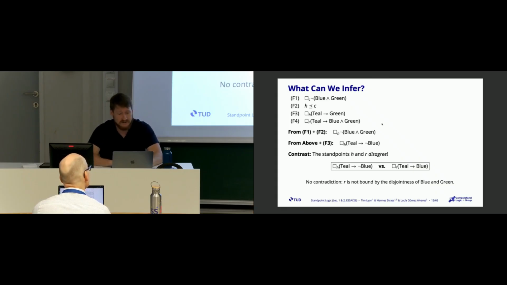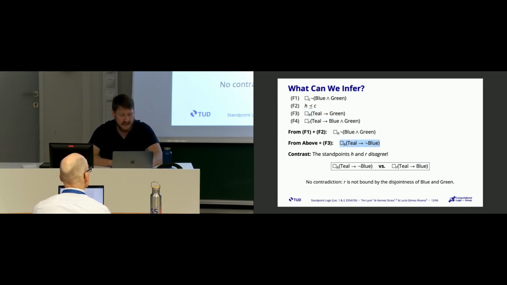Well, it's not hard to see, given that the house painting perspective inherits the common sense perspective, and from the common sense perspective nothing is both blue and green simultaneously, one can infer, using just their natural reasoning, that from H's perspective, or standpoint, it's not the case that anything is both blue and green. And then using this fact in conjunction with F3, which says that from standpoint H, if something's teal, then it's green, you can infer that from standpoint H, if something is teal, then it's not blue.